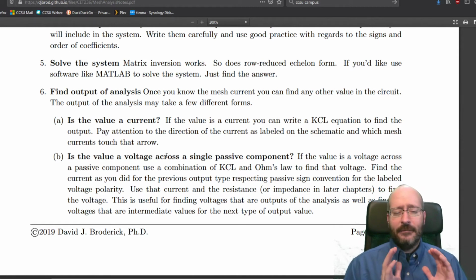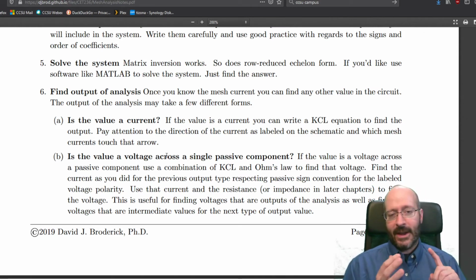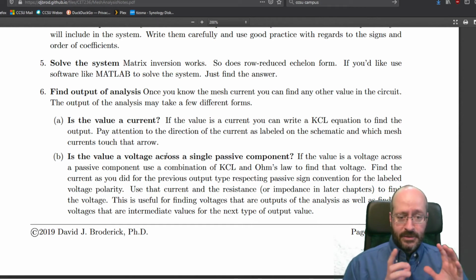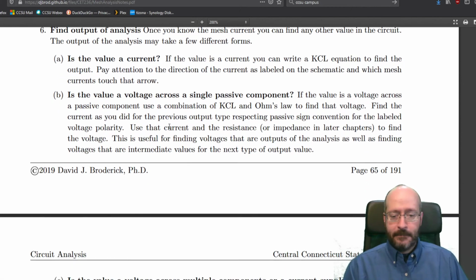If it's a voltage, now we have a couple options here. If it's a voltage across a single passive component, then we can use Ohm's law. Right now we only have resistors for passive components, but we're going to add capacitors and inductors in a little bit, and this is still going to hold. So if it's across a single component, you can use Ohm's law, which is great. Find the current, multiply by the resistance, you get your voltage.